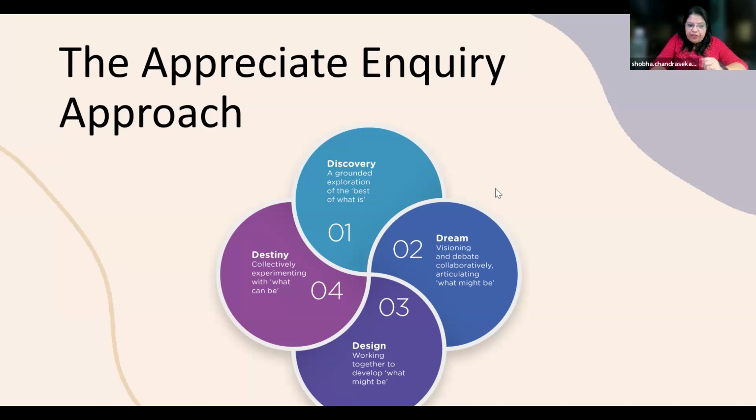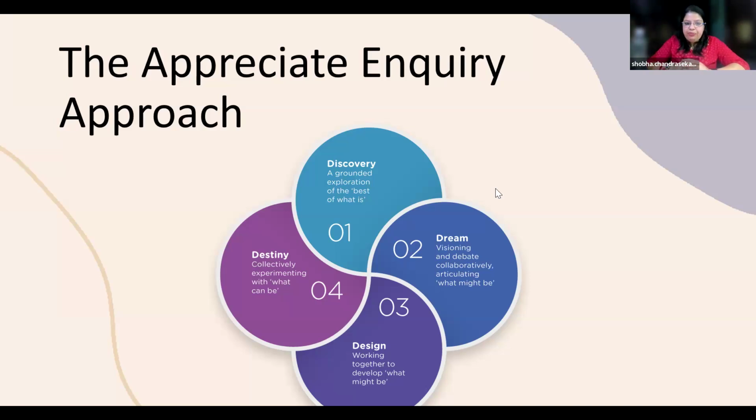There is also a 5D model, which is a little different. I think there's only one change in the 5D model. There's one addition. I don't know if your textbook has given the 4D, but there's a variation also, which is the 5D model.